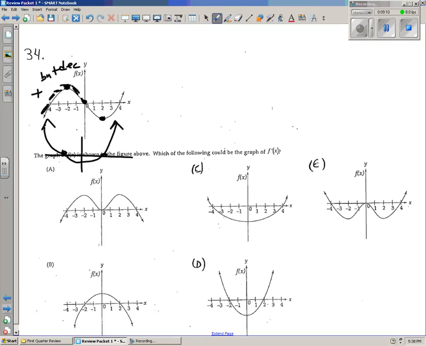And this would be choice D. Now you got to be careful. D and C look very similar, but the problem is the maxes and mins on the original function, the place where the tangent line is horizontal, is happening at -2 and 2. So your roots for the derivative have to occur there as well. Don't get tripped up by that.